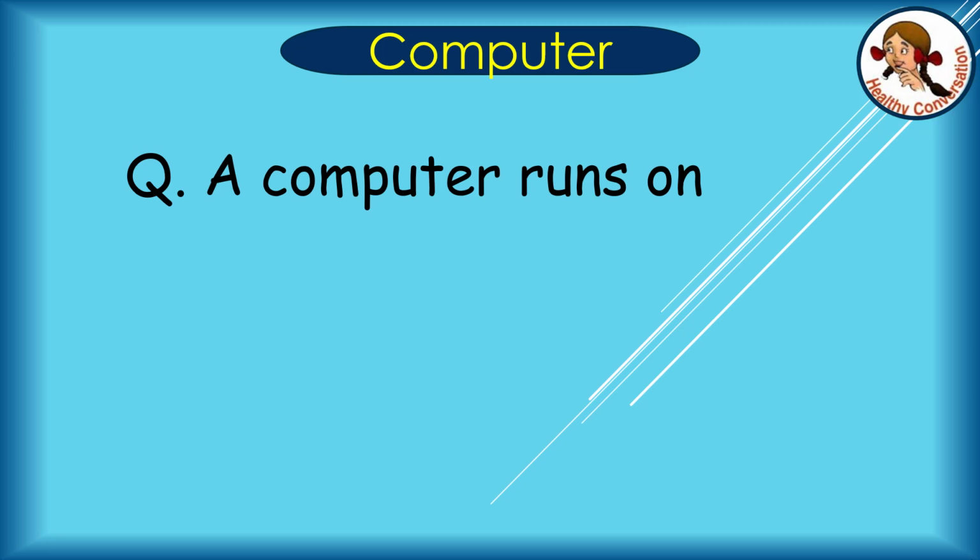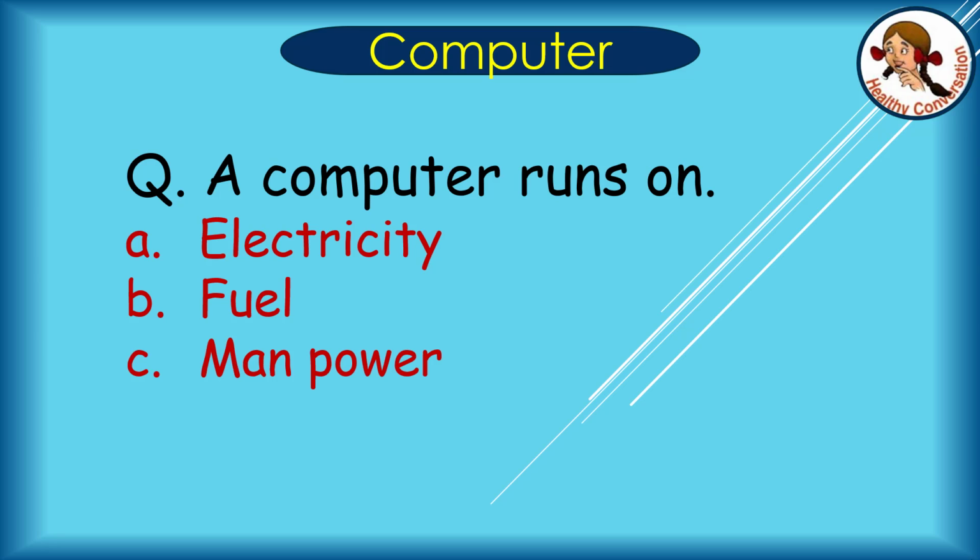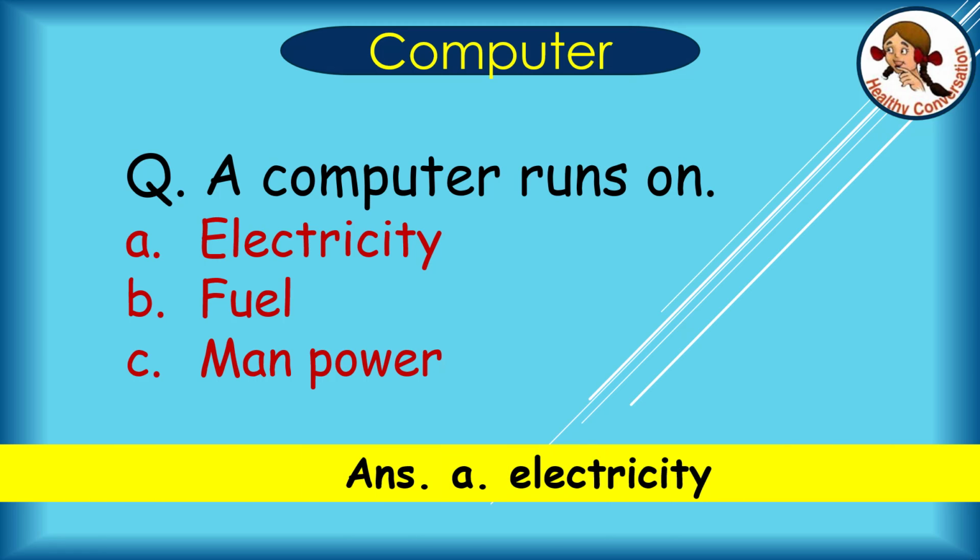Question. A computer runs on A. Electricity, B. Fuel, and C. Manpower. Correct answer is A. Electricity.